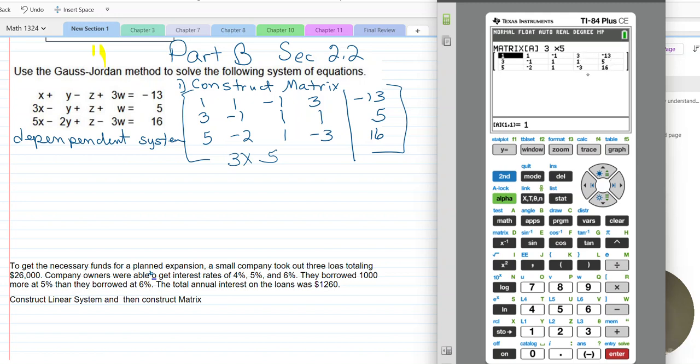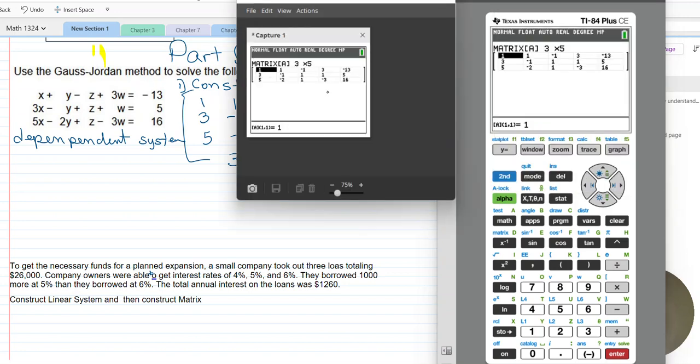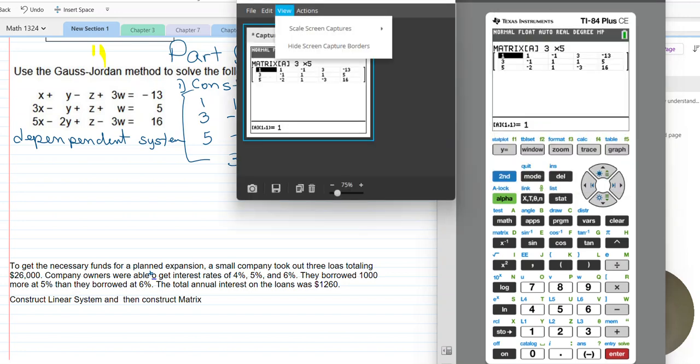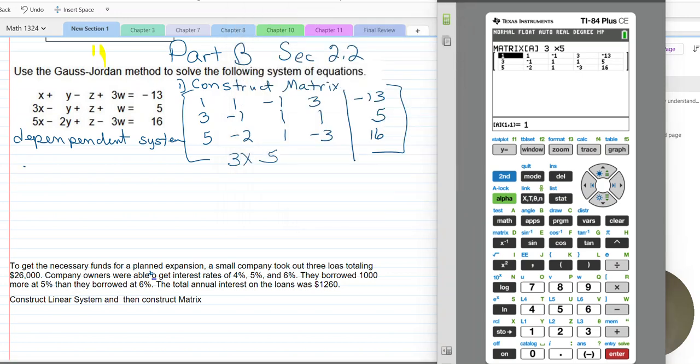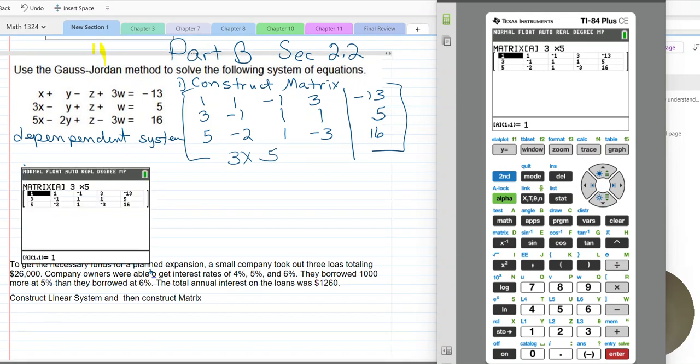3, 1, negative 3. Negative 1, 1, 1. 1, negative 1, negative 2, 1, 3, 5. So I've got a good output there. So I'm going to capture that screen so that if you look at my completed notes, I'm going to copy and paste it right there. All right, so this is my 3 by 5 matrix entered.